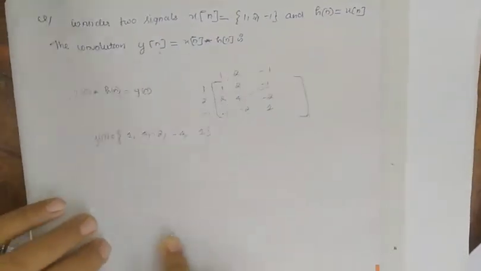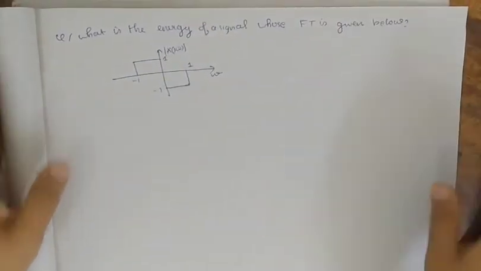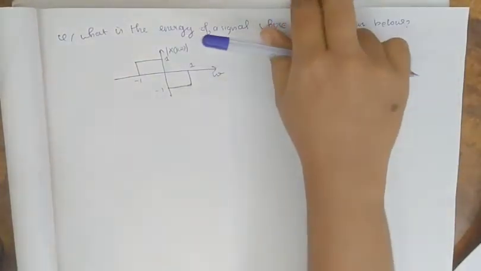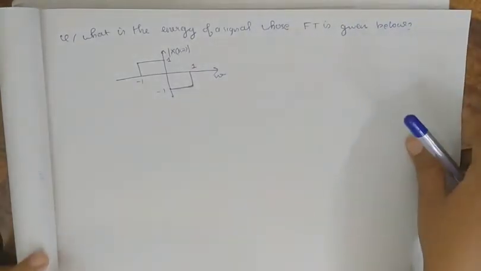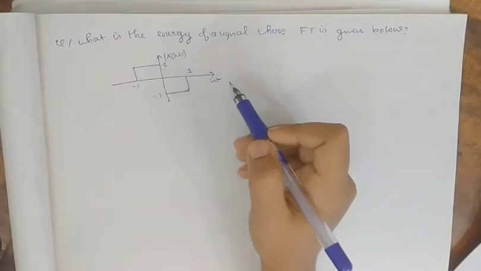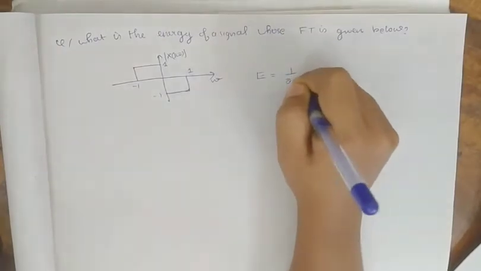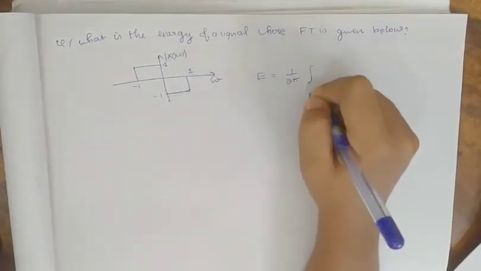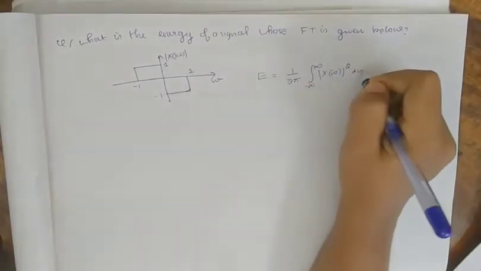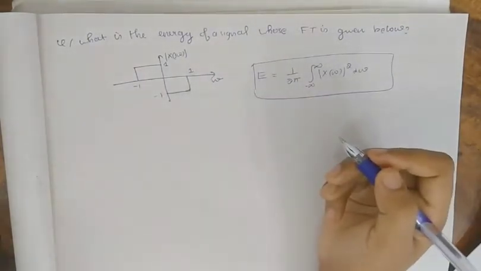Okay, let's do the next question. What is the energy of a signal whose Fourier transform is given below? Okay, so the Fourier transform is given here, and to find out the energy of a signal, please write it in the formula book. This is the energy of a signal if its Fourier transform is given, that is 1 by 2 pi integral minus infinity to infinity modulus of X of omega square d omega. So this is the formula for finding out the energy of a signal if its Fourier transform is given.